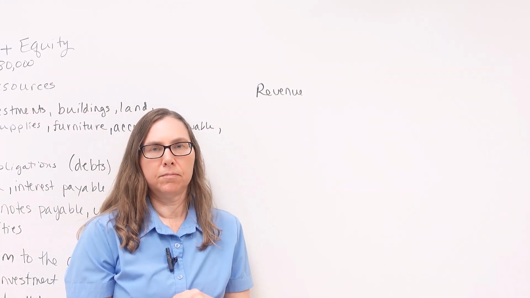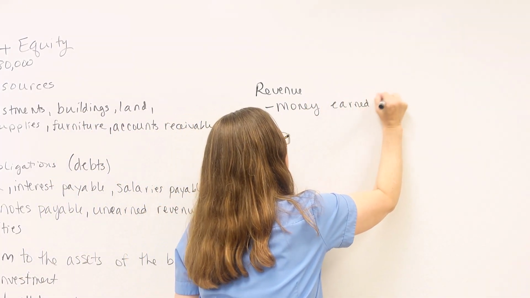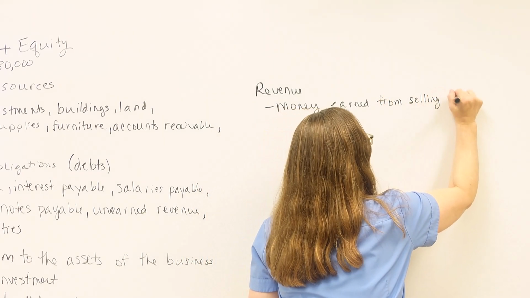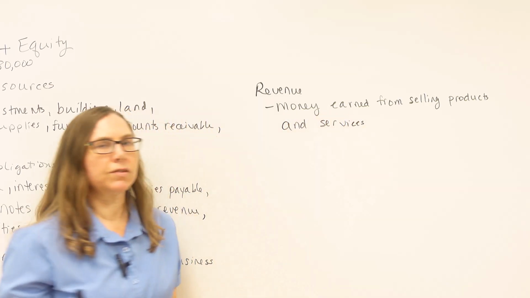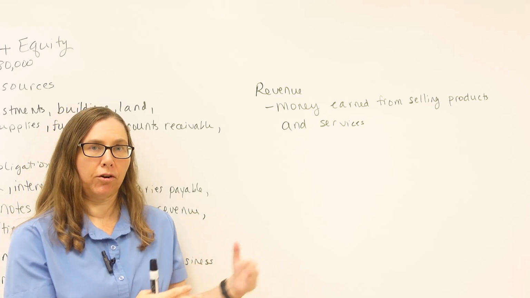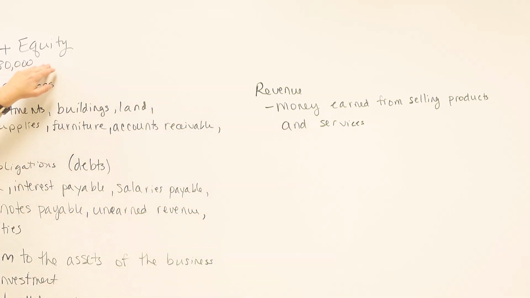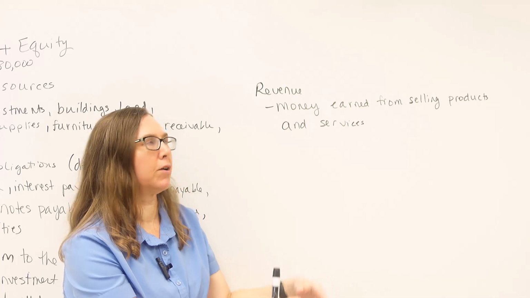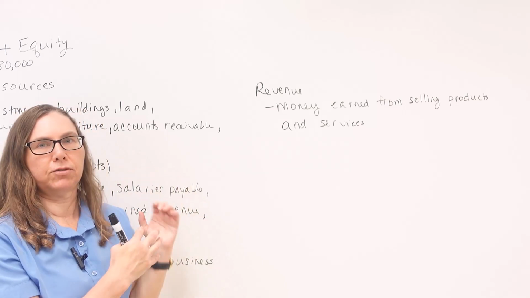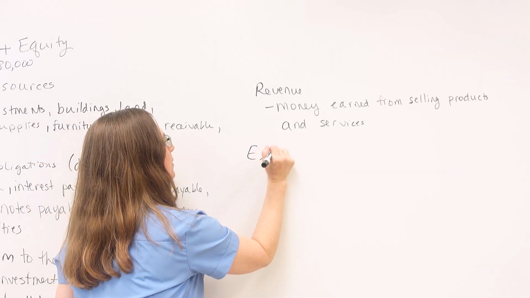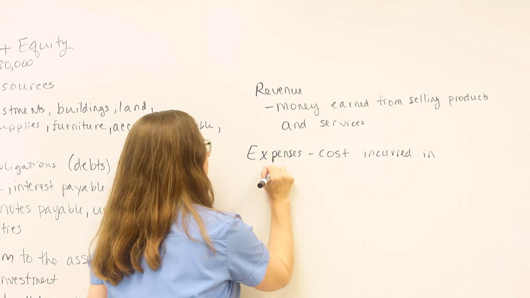So revenue is money earned from selling products and services. And this is going to add to equity because any money that business earns is basically a return on the owner's investment. So this is going to add to equity. It's categorized separately and it's on a separate report, but we're going to put it for now within this equity category because it is going to add to equity. And then expenses are costs incurred in operating the business.